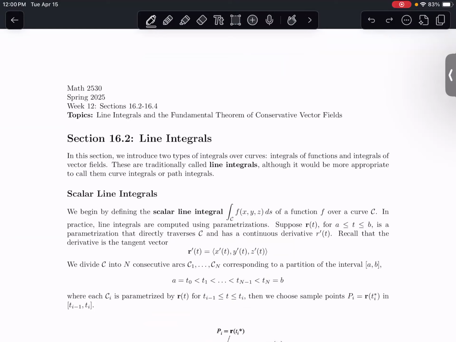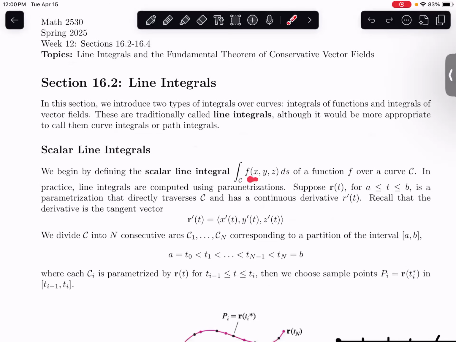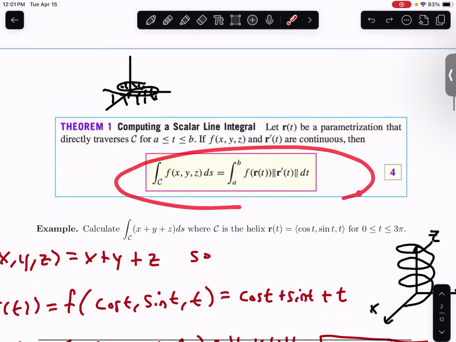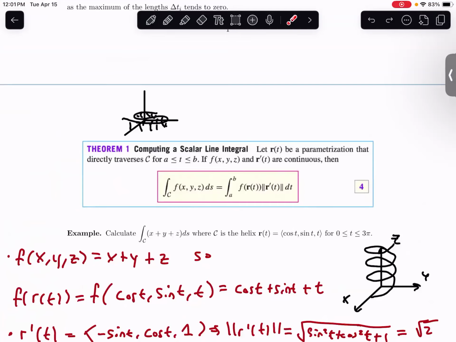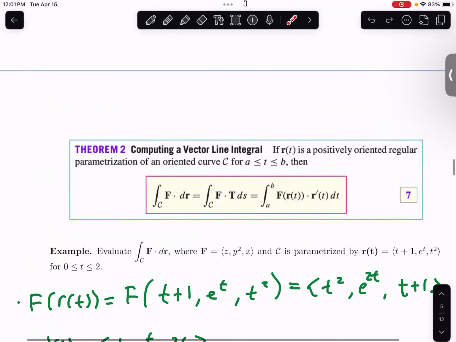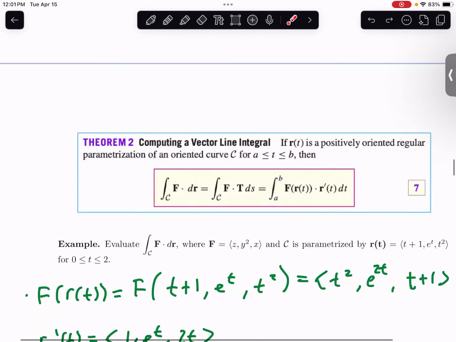So the main point was we found two ways to compute integrals over a line, right? We had these scalar line integrals, where you're integrating a scalar function over a curve C. This is given by this equation here at the top of page 2. So this is one equation you need to know. And then we also saw that you can integrate a vector field over a curve as well. That's given by this equation, which is at the top of page 4. So those are the two main equations you have to know.